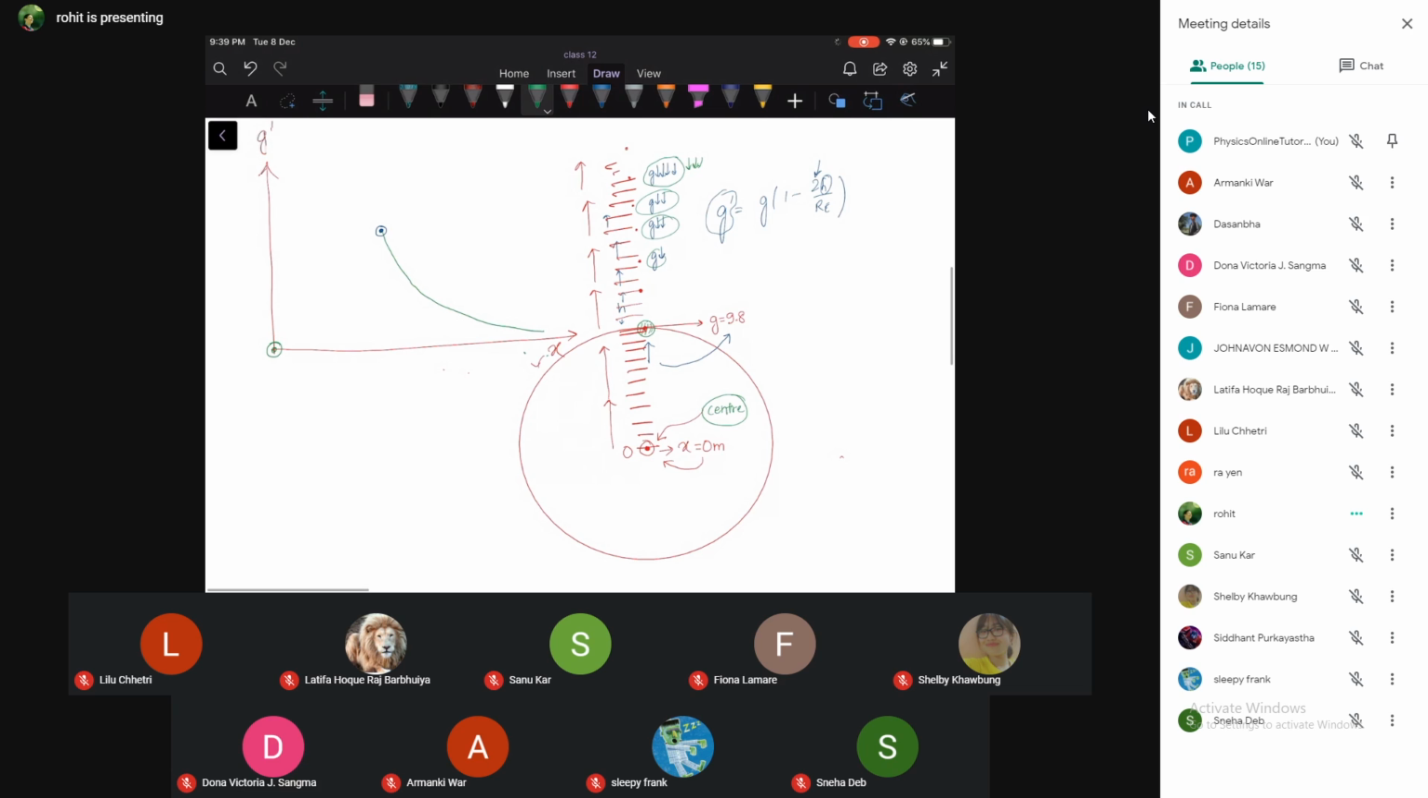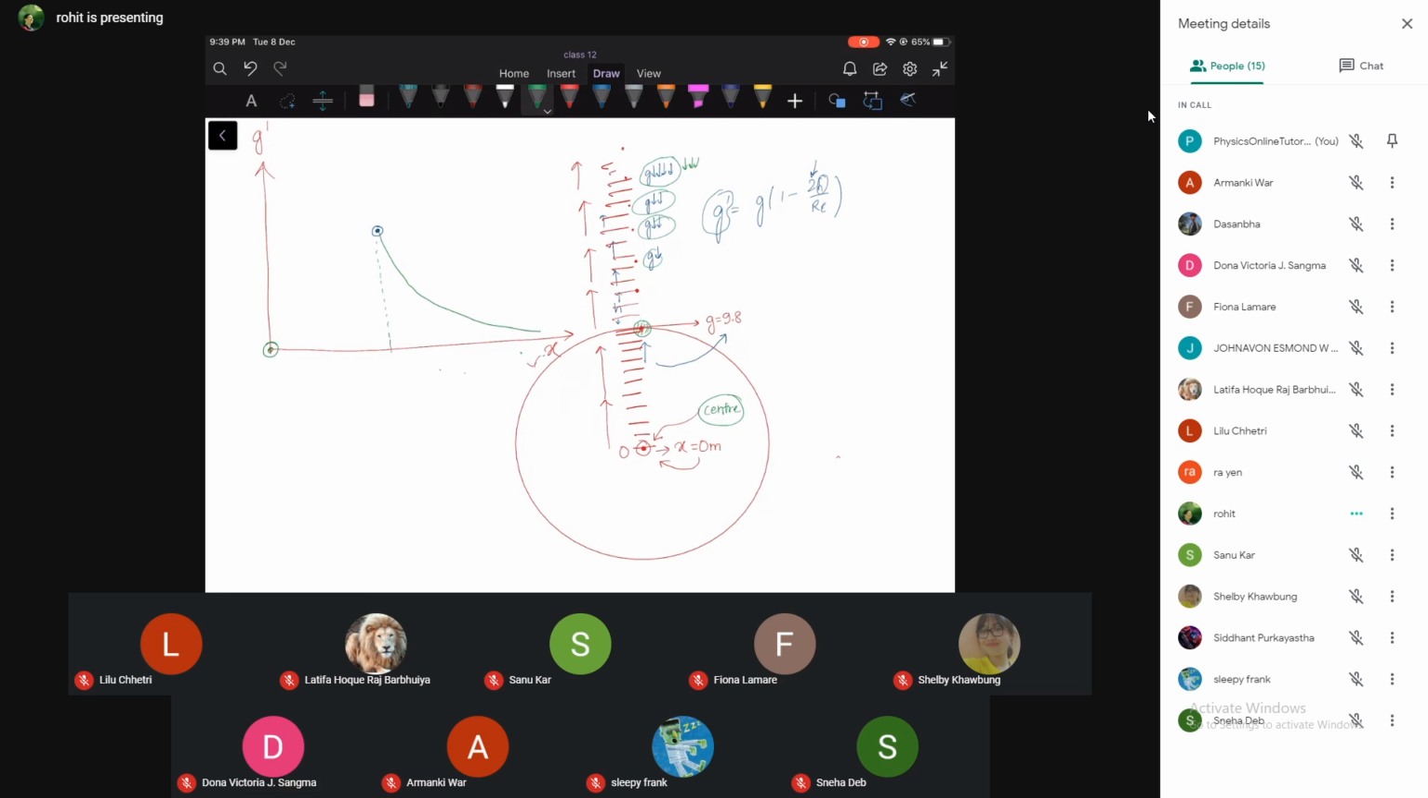So this is our graph. And this is the value of your G, 9.8. That's why I showed you this is 9.8 on the surface. But on the surface, the value of x should be how much? On the surface, because x starts from the center, and when we reach here, we have reached the surface. The value of x will be exactly equal to RE. That's why the value here is 9.8. That means the value of x must be equal to RE.